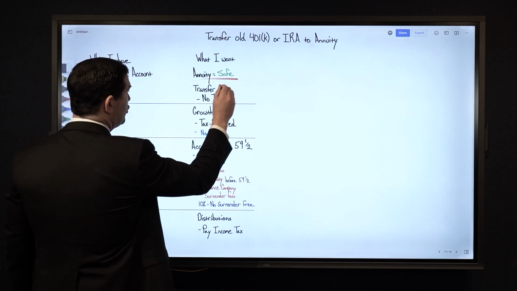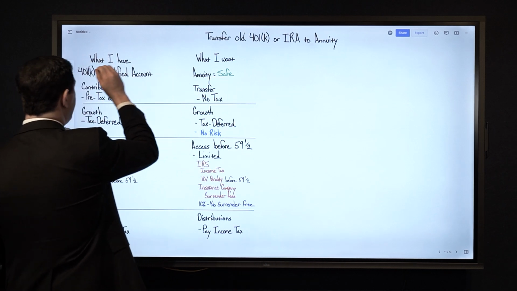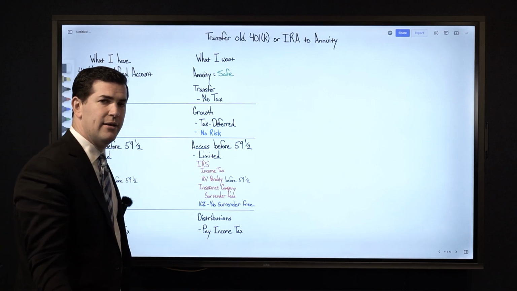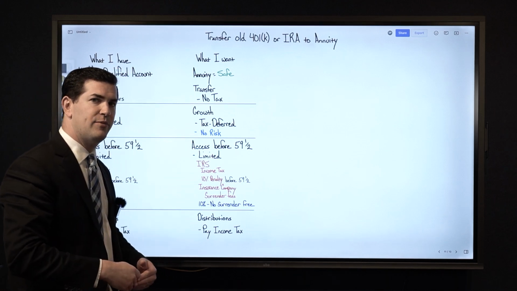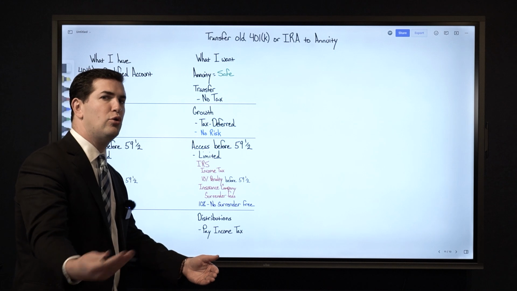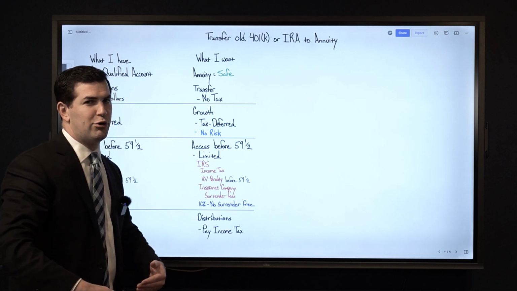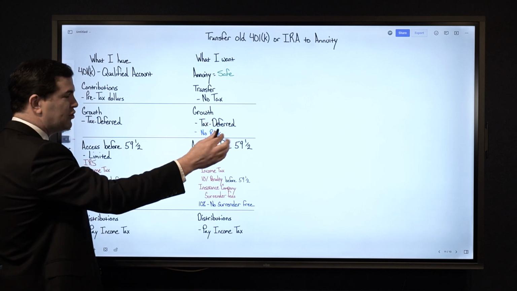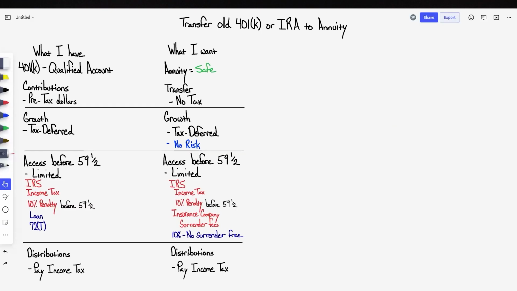So if I'm going to transfer money from an old 401k, when I say old 401k, I mean it's a 401k with a company that you're no longer working for. If I have a 401k with a current employer, I usually can't transfer that to an annuity. Most employers don't allow that. But let's assume I transfer the 401k to the annuity. There's no tax on the transfer. This is considered either a transfer or a rollover.